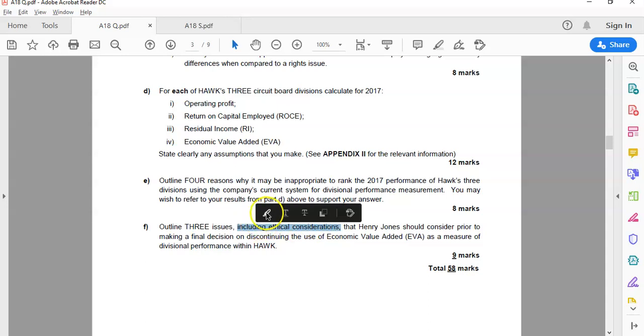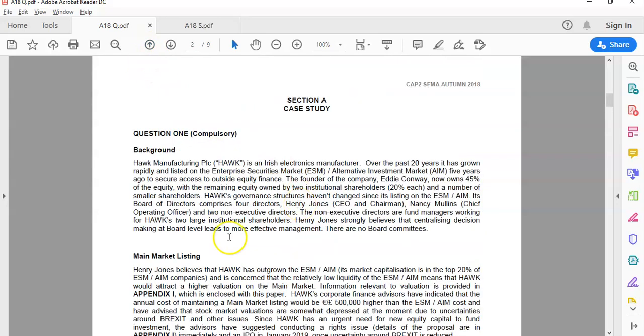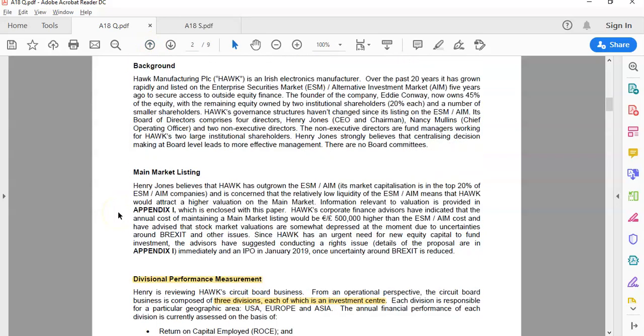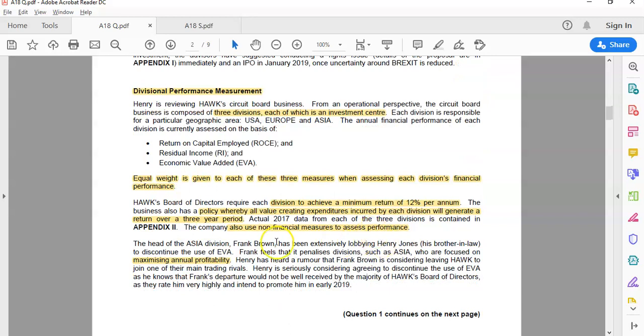So again, you have to give at least 1 ethical point that Henry Jones should consider prior to making a final decision of discontinuing the use of EVA. And this is coming from this last paragraph here, where you're told Henry's brother-in-law, Frank Brown, the Asian manager, is lobbying to discontinue the use of EVA because he wants to focus on maximizing annual profitability. And Henry's heard a rumor that Frank Brown might leave.